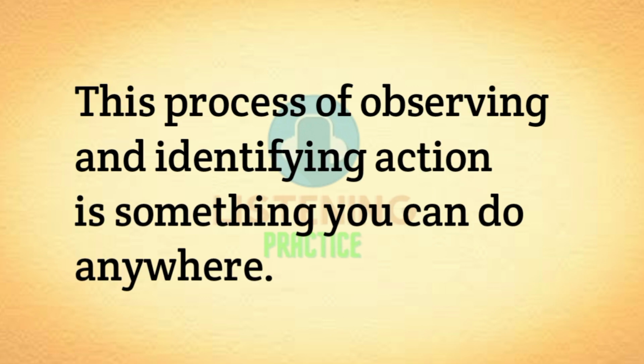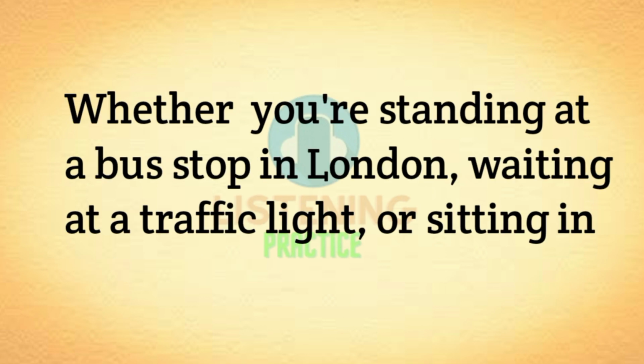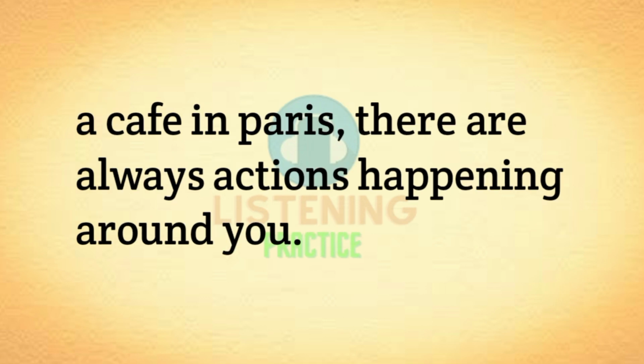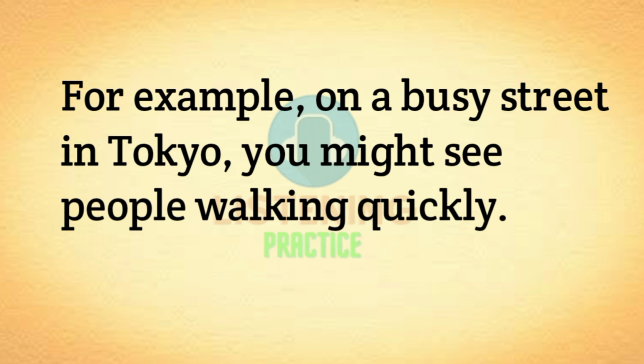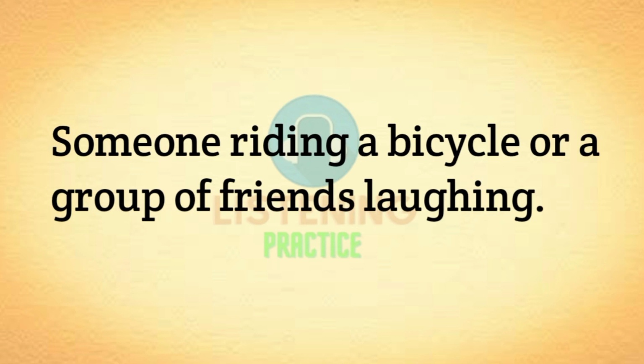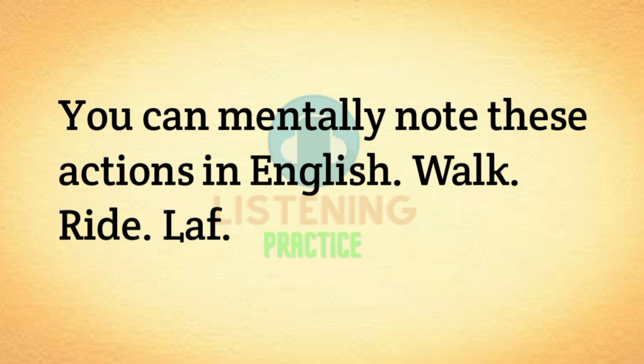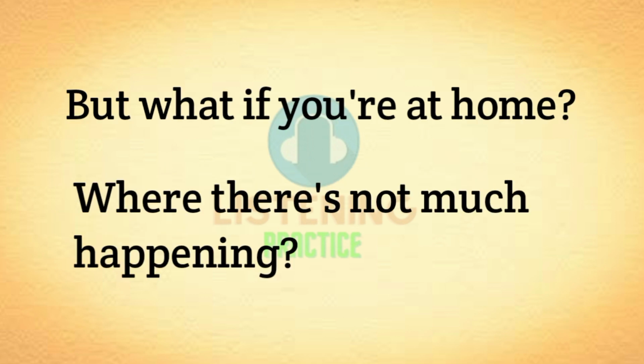This process of observing and identifying action is something you can do anywhere. Whether you're standing at a bus stop in London, waiting at a traffic light, or sitting in a cafe in Paris, there are always actions happening around you. For example, on a busy street in Tokyo, you might see people walking quickly, someone riding a bicycle, or a group of friends laughing. You can mentally note these actions in English. Walk, ride, laugh.